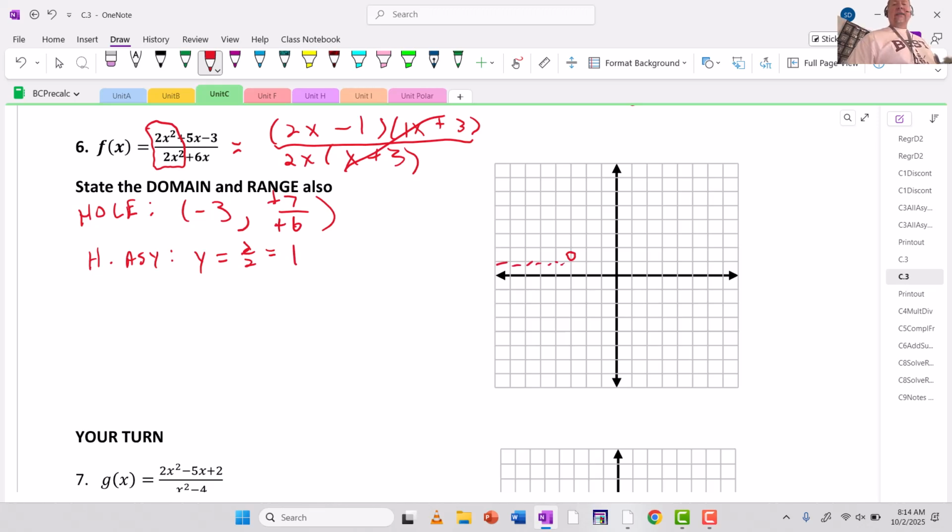All right, I see that. See that open dot right there? That means the graph will be above in that area. Okay? And then vertical asymptote is x equals 0.